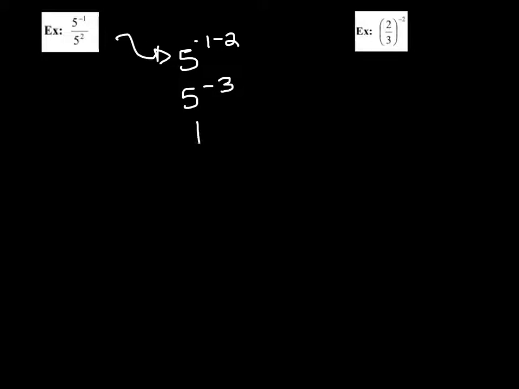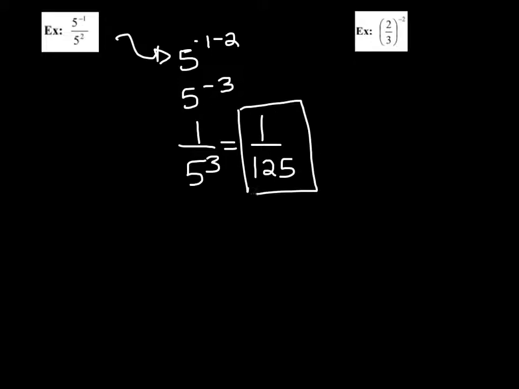So since 5 has a negative exponent, it gets bumped to the bottom and becomes 1 over 5 to the third. By moving it down, that's what makes its exponent positive. 5 times 5 times 5 is 125.